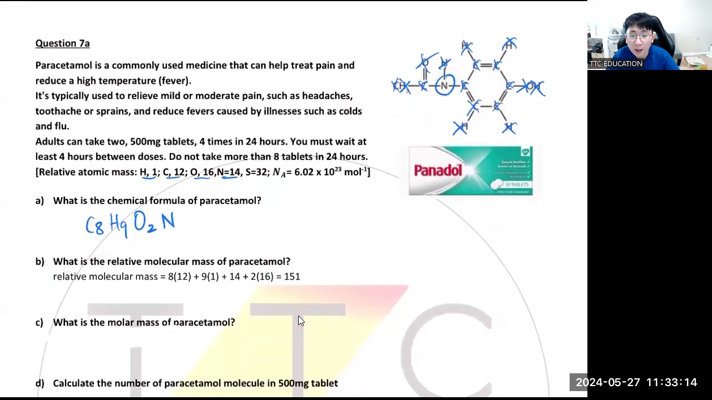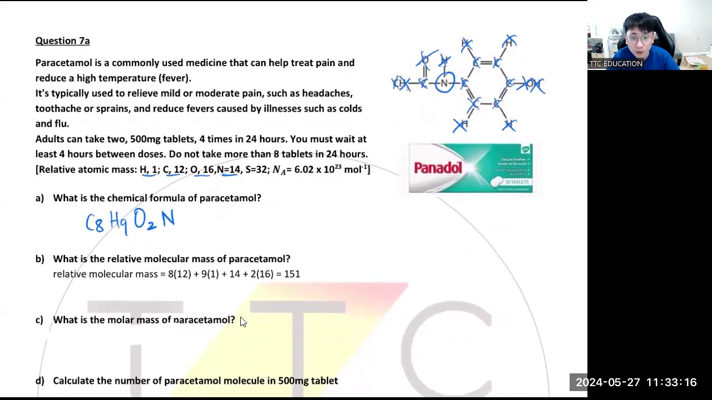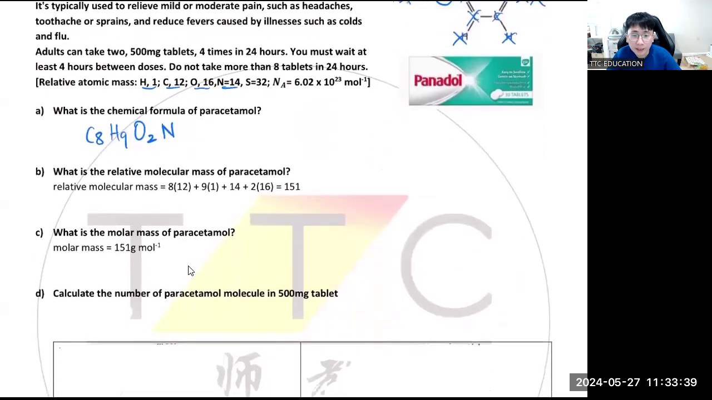And what's the molar mass of paracetamol? Basically, your atomic mass is also your molar mass, but the molar mass has a unit called gram per mole. Even if you don't put a unit, it's fine also. So you just say 151. Just to let you know, the point of B and C is to show that molar mass is equal to your molecular mass. Next, calculate the number of paracetamol molecules in a 500 milligram tablet.